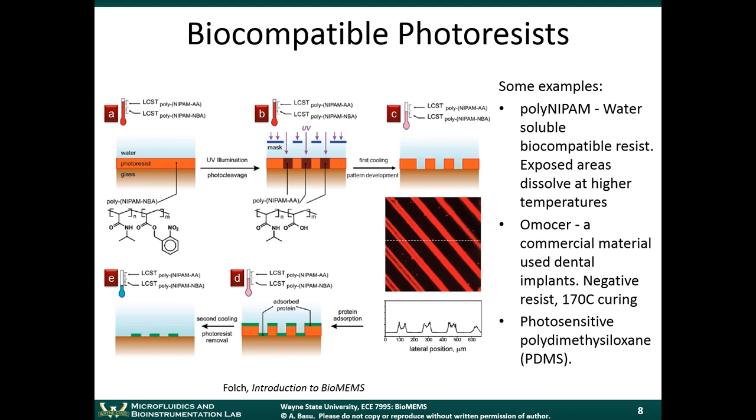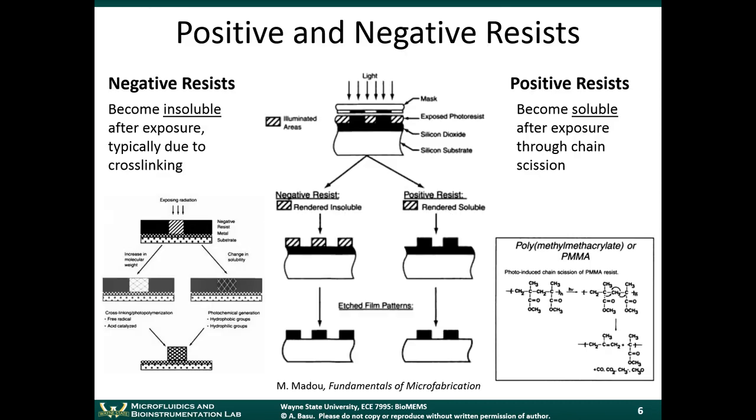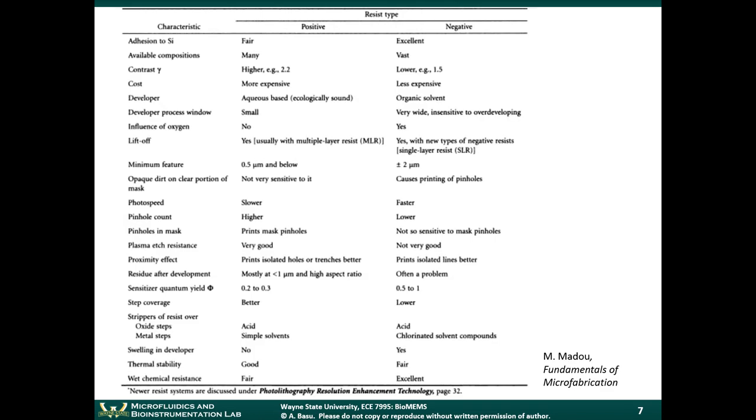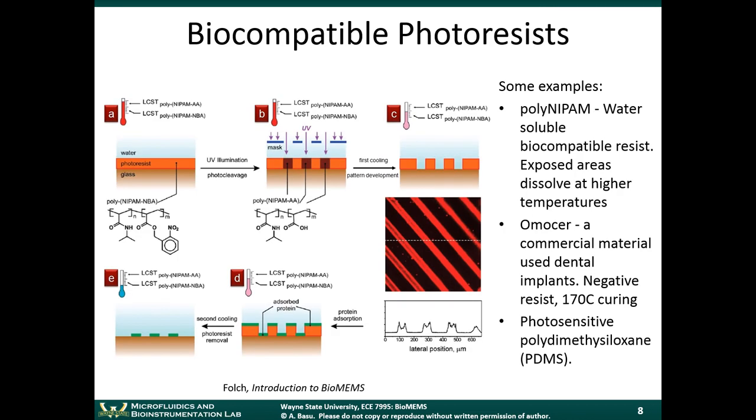And here are a few examples. I should mention another reason why this typical photoresist processing is not very biocompatible is because of the solvent steps. You have to take this thing and put it into this developer solution, and that developer solution may be an organic solvent or a strong base or acid. So this is obviously not compatible with living organisms. For that reason, there have been some of these biocompatible photoresists that have been developed.